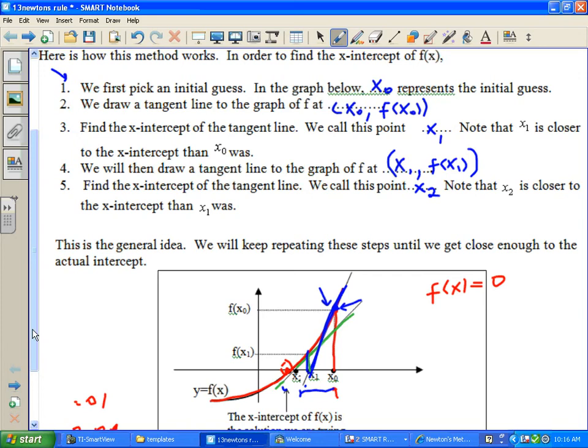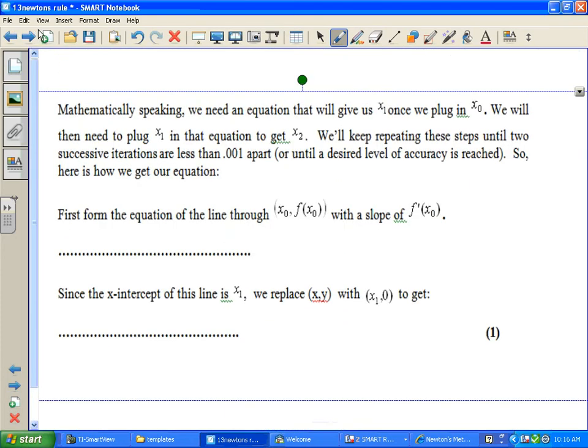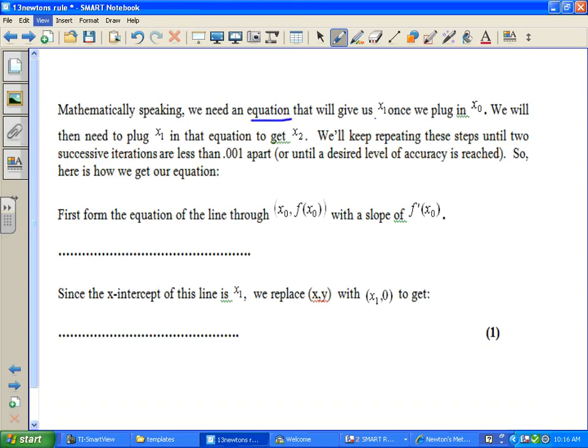That is the idea. Okay, so continuing on from our handout, we are looking basically for an equation that will give us x sub 1 once we plug in x sub 0. It'll give us x sub 2 when we plug in x sub 1. So it keeps giving us the next point, basically. It's called the method of iterations. And we're going to repeat it until we get the desired accuracy. But how do we find this equation?